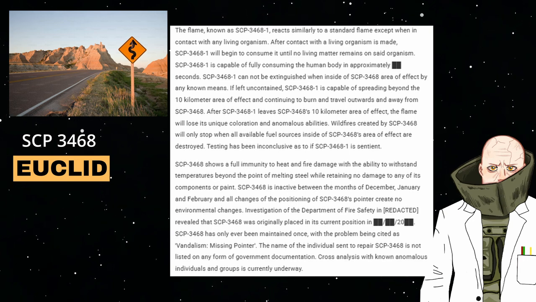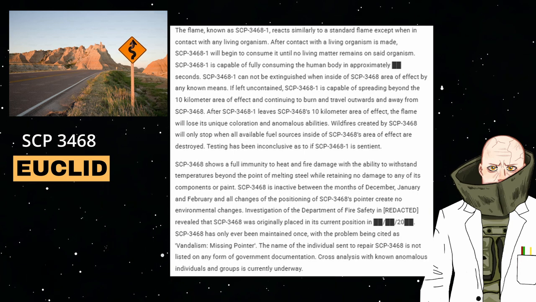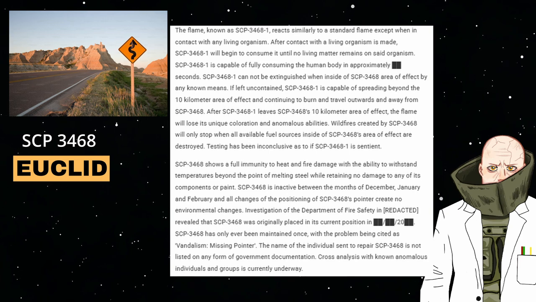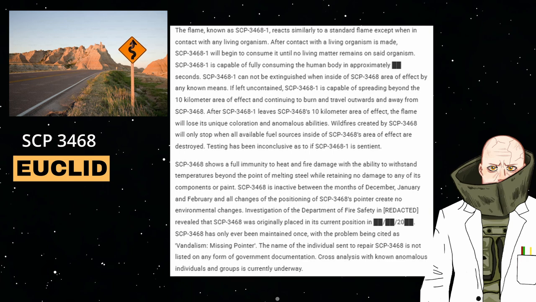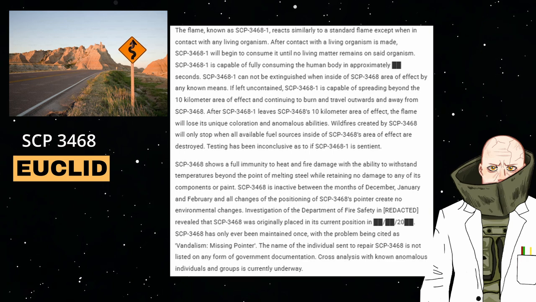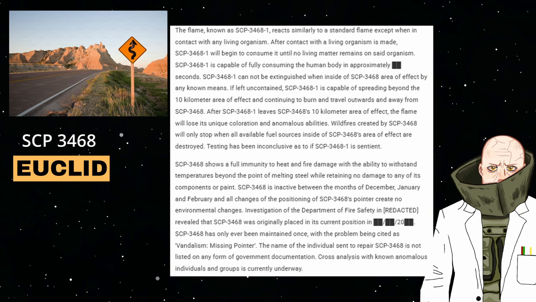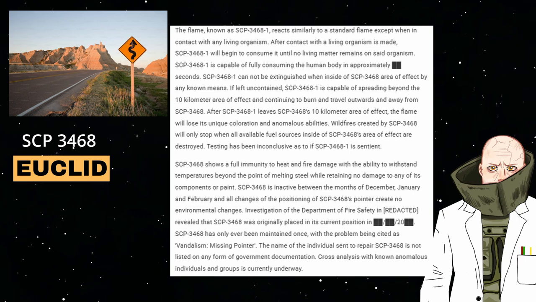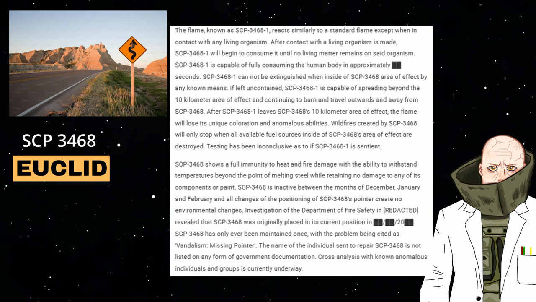34681 is capable of fully consuming the human body in approximately redacted seconds. 34681 cannot be extinguished when inside of 3468's area of effect by any known means. If left uncontained, 34681 is capable of spreading beyond the 10 km area of effect and continuing to burn and travel outwards and away from 3468. After 34681 leaves 3468's 10 km area of effect, the flame will lose its unique coloration and anomalous abilities.